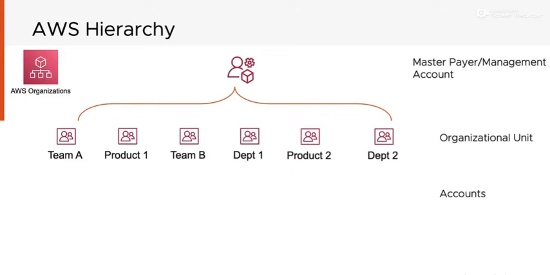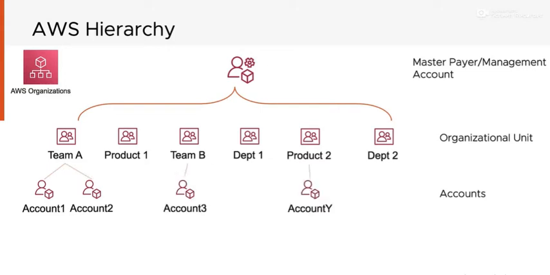Underneath of each of these organizational units is where the accounts fall. So you might have account 1, account 2 in Team A, account 3 in Team B, account Y in Product 2, and account Z in Department 2. So this is our AWS accounts.